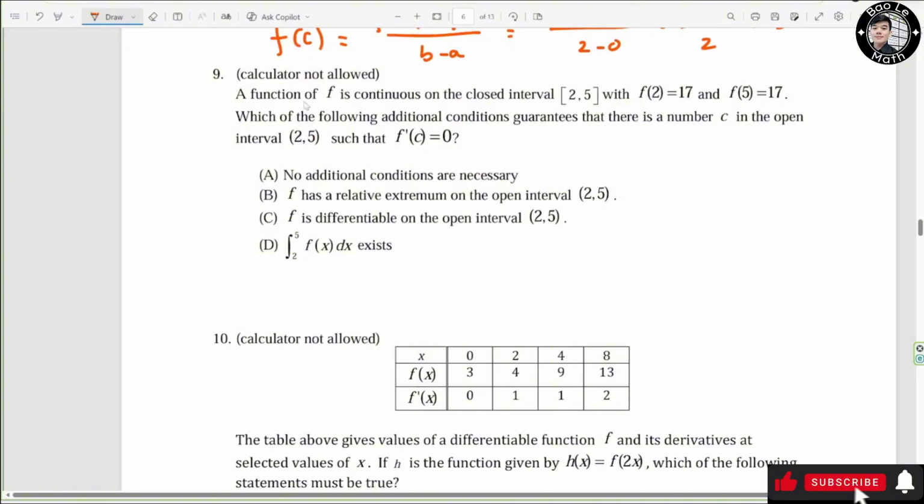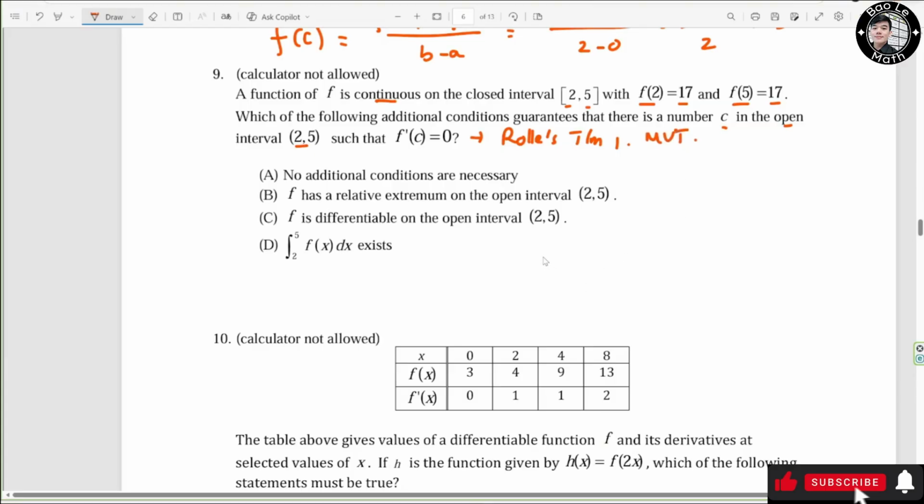Now question 9. A function f is continuous on the closed interval 2 to 5. F of 2 equals 17, f of 5 equals 17. Which of the following additional condition guarantees that there exists number c in the open interval 2 and 5 such that f prime of c equals 0? This guy is actually the Rolle's theorem, right? Remember, the Rolle's theorem is the special case of the mean value theorem, right?